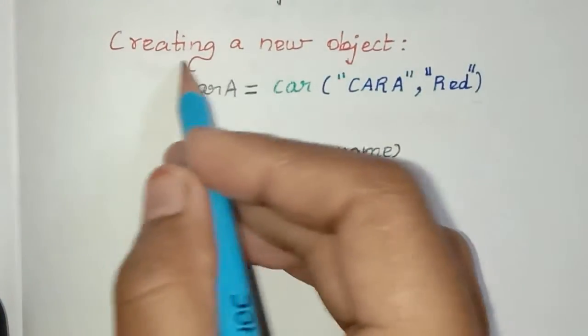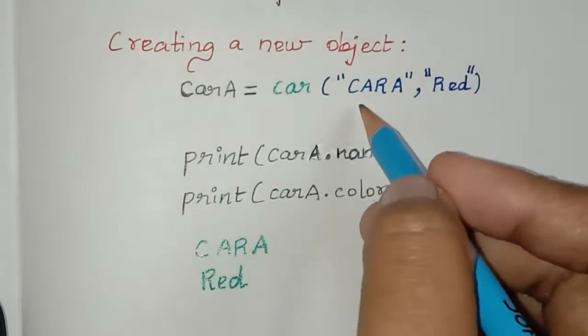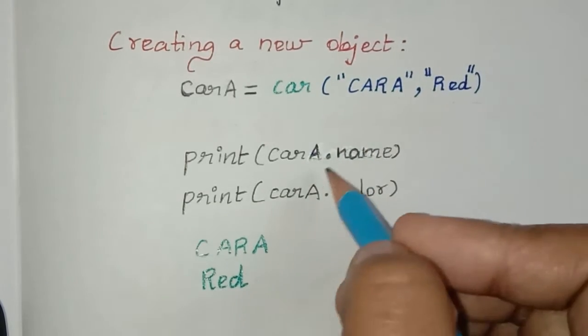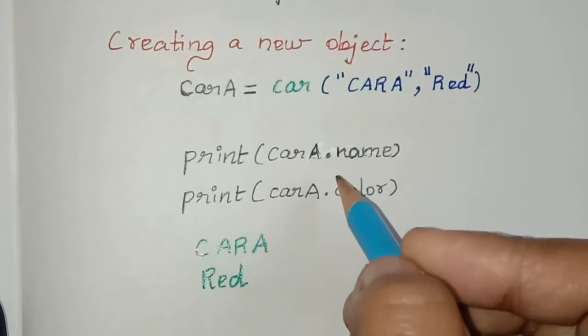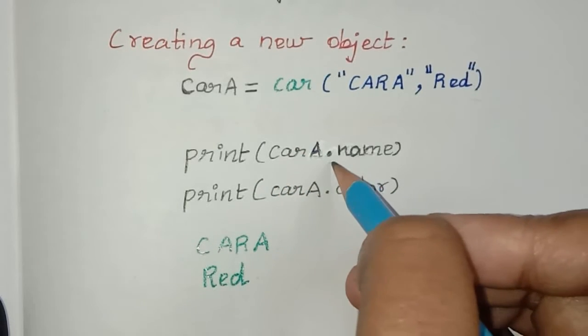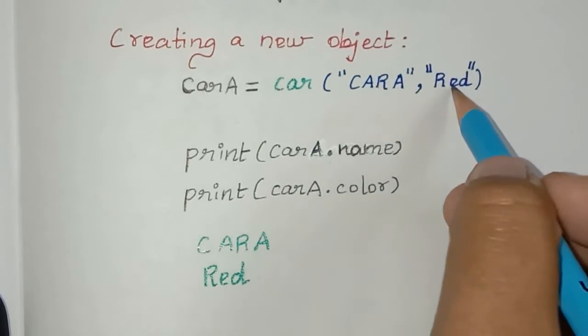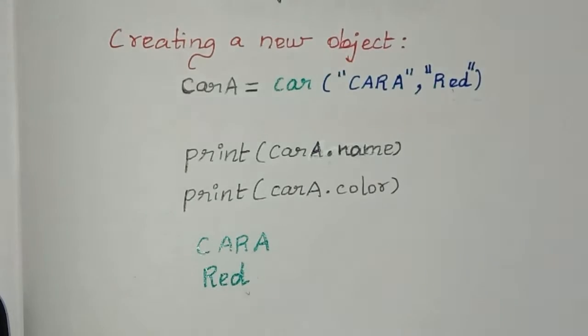See, I have created a new object with car name and color. In order to access an object's attribute in Python, we can use dot notation, and this is done by typing the name of the object followed by a dot and the attribute's name. So finally we will get the car name as car A and car color as red.